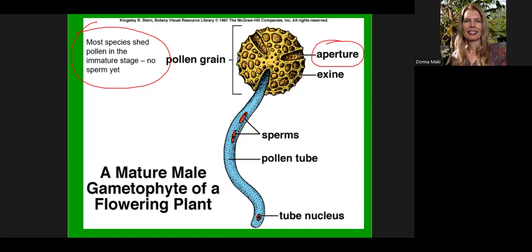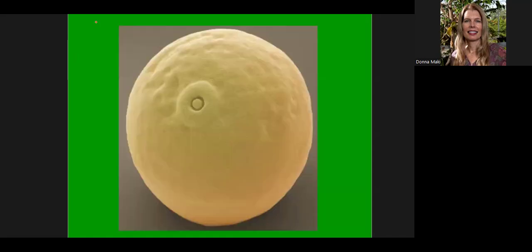So last year sometime, some students made some pollen grain slides from a variety of different flowers. They collected pollen grains over the summer and then they made slides. And so I'm going to pull those out. So in lab this week, you can take a peek at different pollen grains. So they can be fairly simple. And here's the aperture right there. So that's where the tube cell will grow out of. You see one aperture.